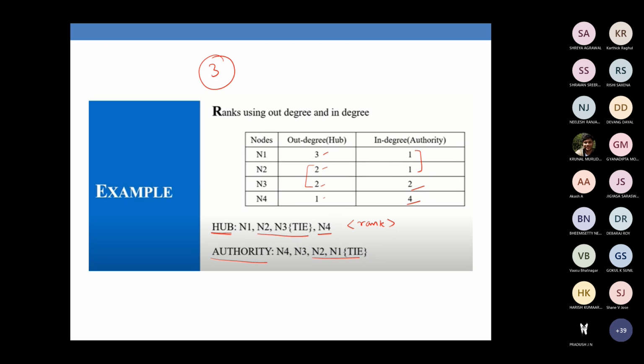So this is a very basic way of identifying a hub and authority. Which is the best hub? The node with the highest out-degree is the best hub, so N1. Which is the best authority? The node which has the highest in-degree is the best authority page. So what is the result? N4.